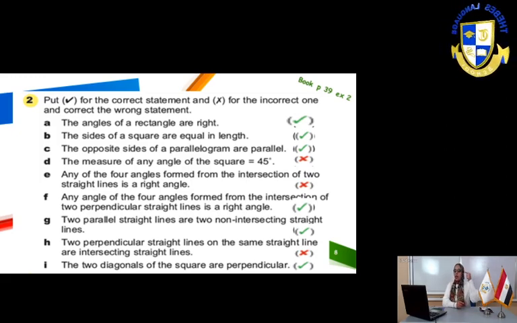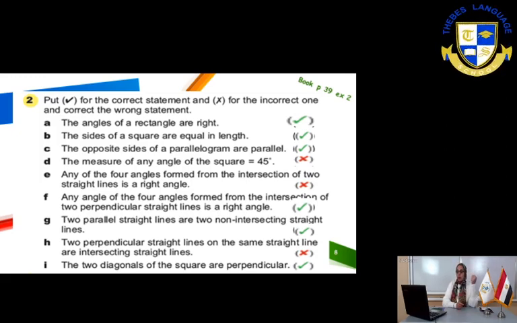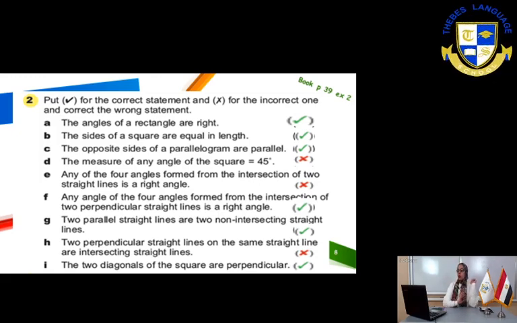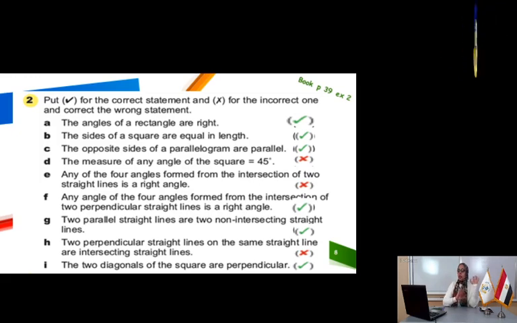Number D, the measure of any angle of the square equals 45. Remember, the angles of the square. What is the type of the angles of the square? Yes, they are right. So, what is the measure of the right angle? 90 degrees, sharp. So, 45 is wrong. This statement is wrong. The measure of any angle of the square equals 90 degrees.